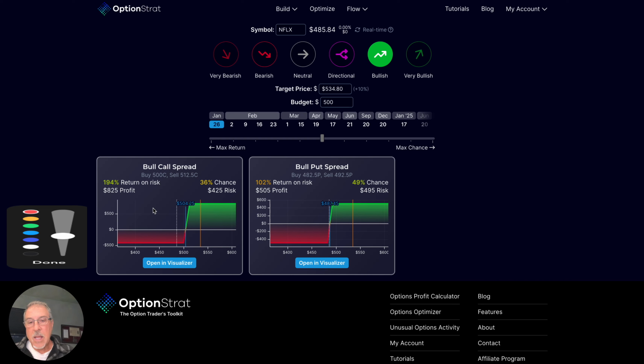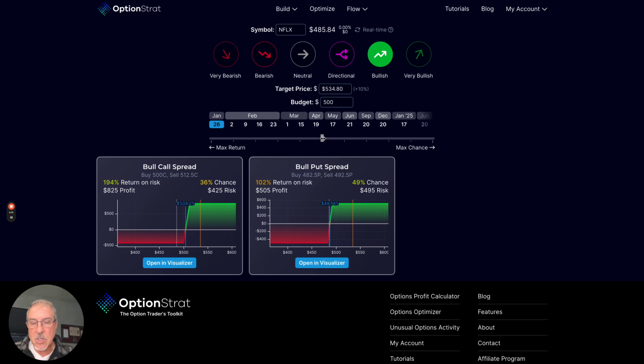Now, in looking at these two, the call spread seems to have maybe a little better profile. It's got a much higher return on risk associated with it, if we look right here. And it does have a lower percent chance, but I can deal with that. I can modify that a little bit.